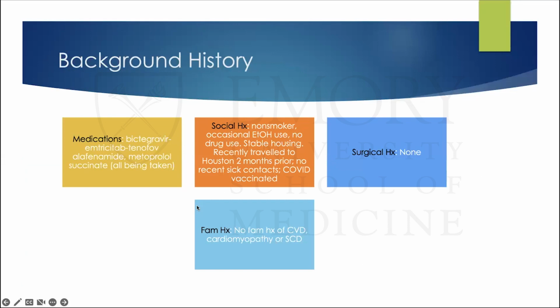So you get a little bit more information on him. You go through his medication, social history. You see that he is on his ART. He has been compliant. He also takes Toprol XL. He says that he's been taking these medications for a while now, no issues. Social history-wise, he's a non-smoker, occasionally drinks alcohol, but no drug use. He's got stable housing. He did recently travel about 2 months ago to Houston. But other than that, nothing really pertinent, no sick contacts. He's COVID vaccinated. No family history of cardiovascular disease either. And he also has not had any surgeries in the past or recently.